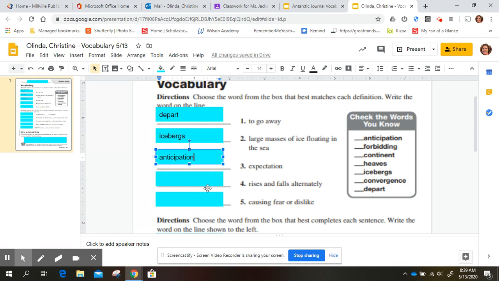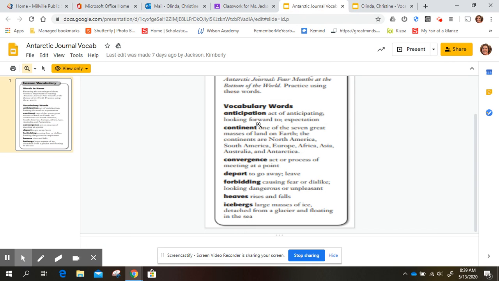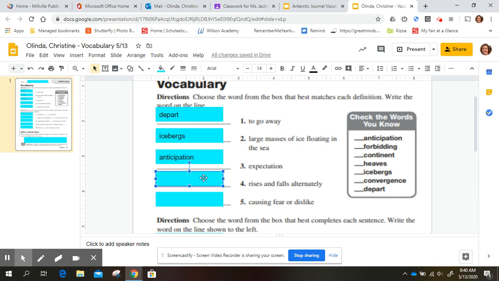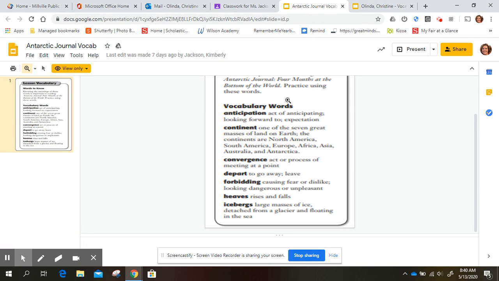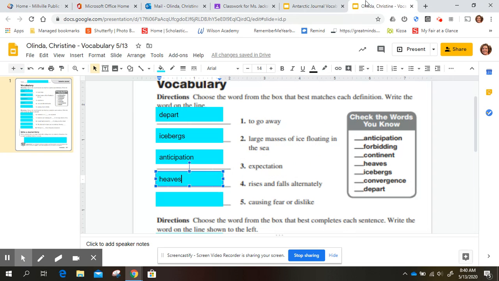Number 4, rises and falls alternately. So I look at my definitions and I think, rises, there it is, rises and falls. So the word would be heaves. Number 5, causing fear or dislike. So I look through and I see right here, causing fear or dislike, looking dangerous or unpleasant, and that would be forbidding. And so I'll click on number 5 and I'll write forbidding.